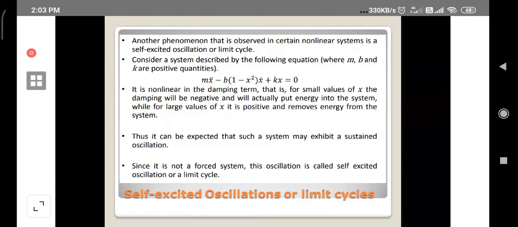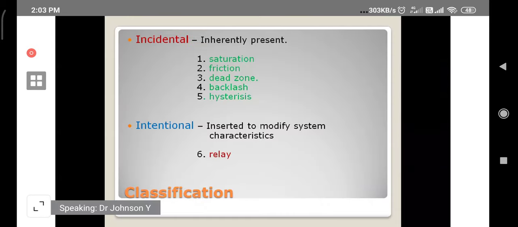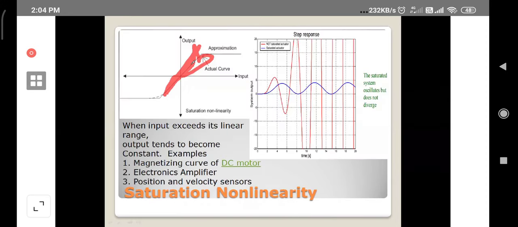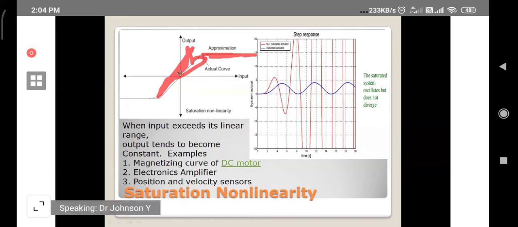This is clear from the figure. You can see this is a linear region. Here, the input and output are in proportion, having proportionality. And after this particular point, what happens? The characteristics remain at a constant value. So that is called saturation. It happens on the positive side as well as on the negative side. So the total system characteristics can be divided into three: one line of a particular slope, another line of different slope, and again another line of different slope. So these three sloped lines constitute the total characteristic.